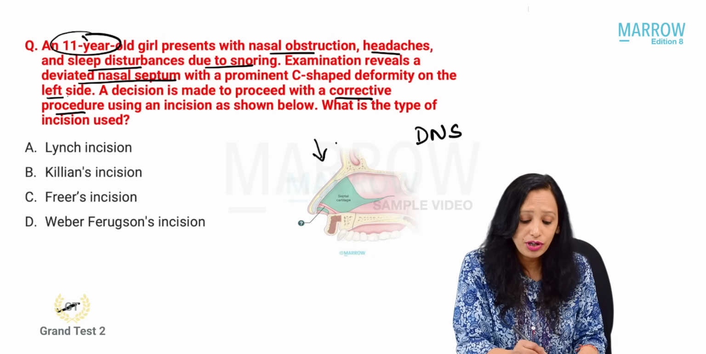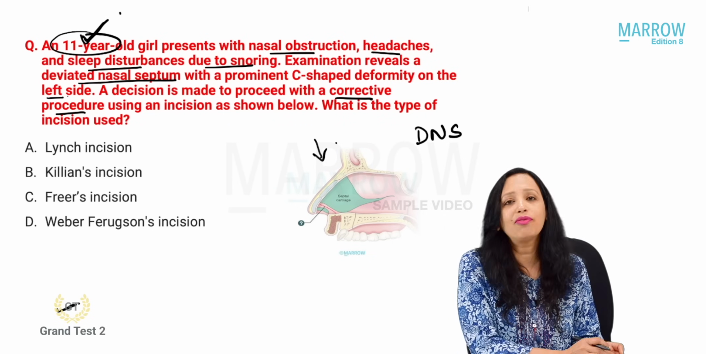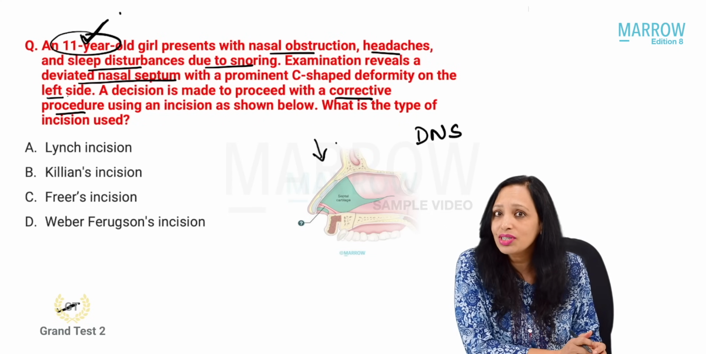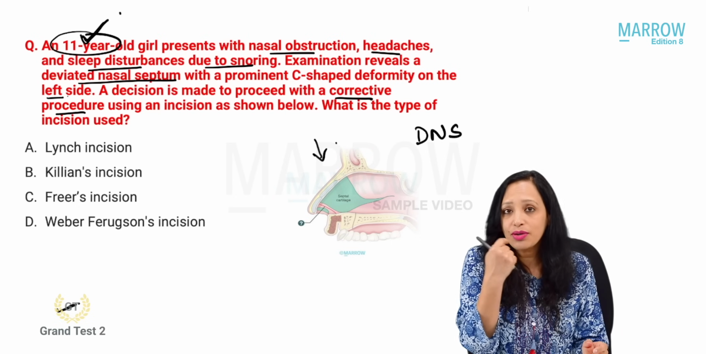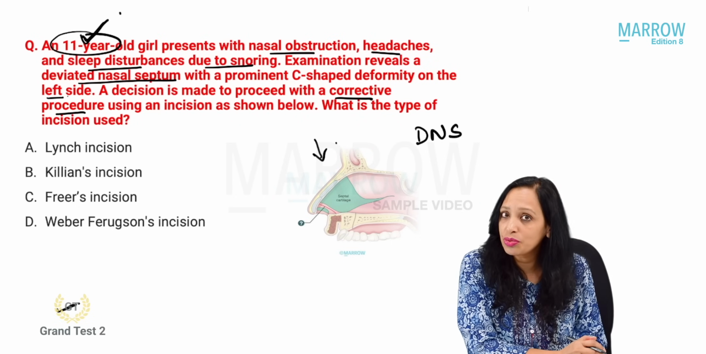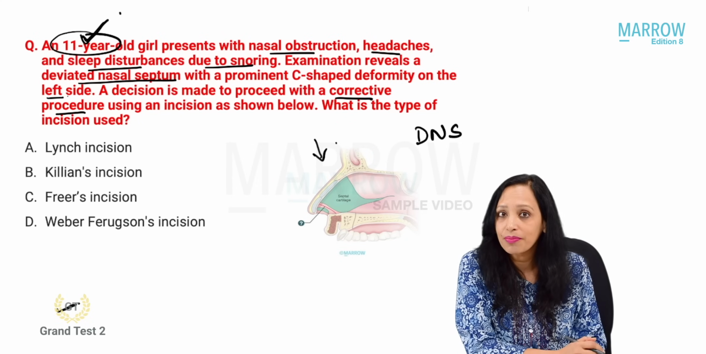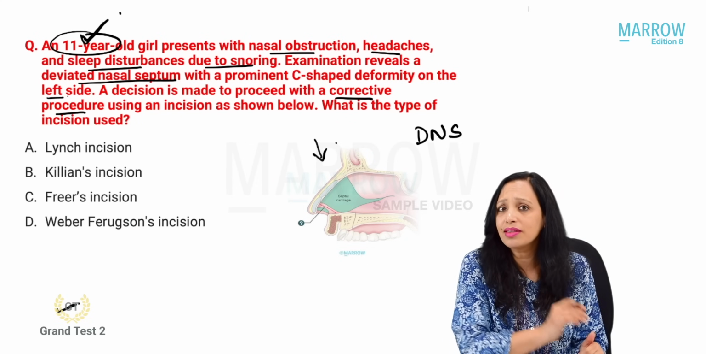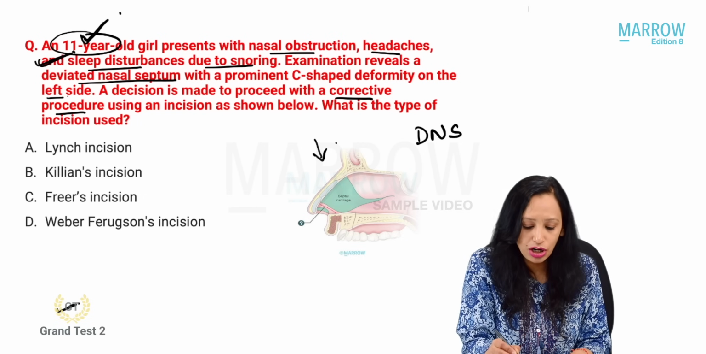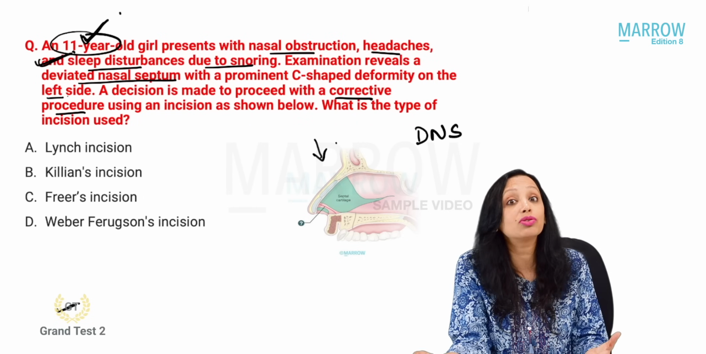It is an 11-year-old child. Do we ever do septal surgeries usually in children less than 17 years? Because here we have the secondary centers of ossification, which if damaged will lead to additional deformity. So why are we operating in this child? Because this child has nasal obstruction, which is leading to sleep disturbances also.